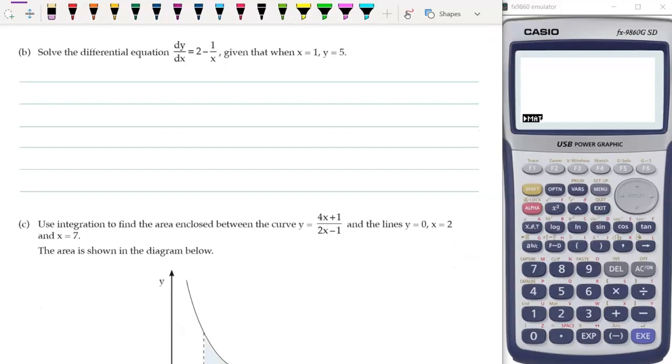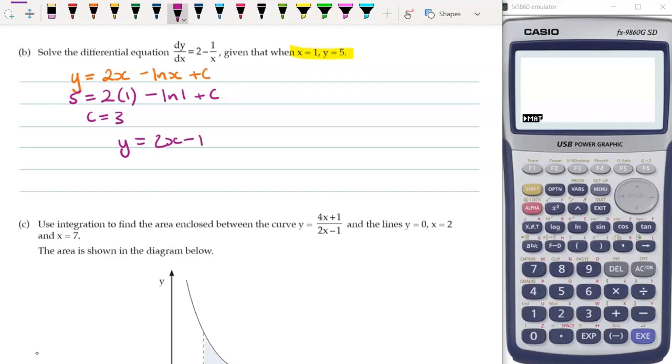Part B, we want to integrate each term, so we get 2x minus natural log of x plus c, but we're going to work out the value of the c using the information. So we've been told when y is 5, x is 1, so we have 2 times 1 minus natural log of 1 plus c. Natural log of 1 is 0, so c must be equal to 3, and y is 2x minus natural log of x plus 3.